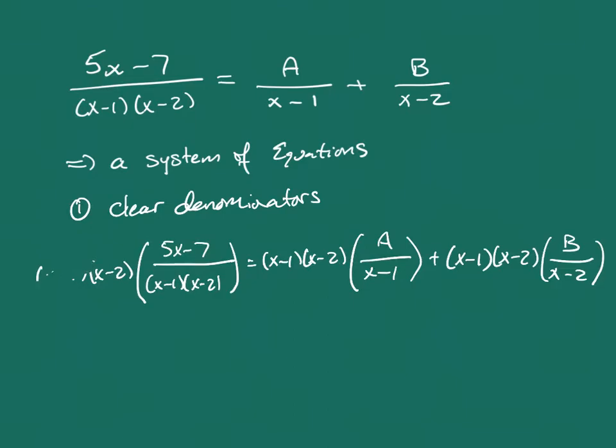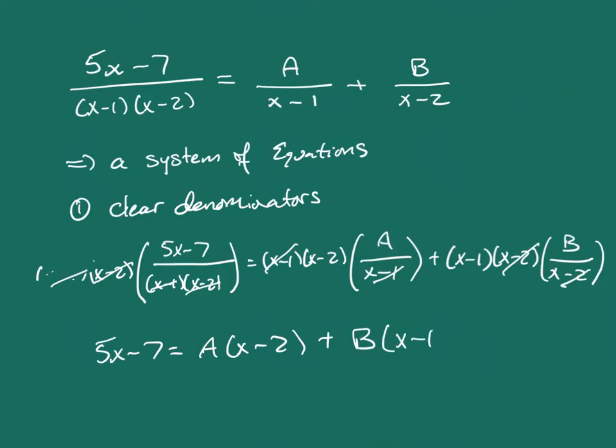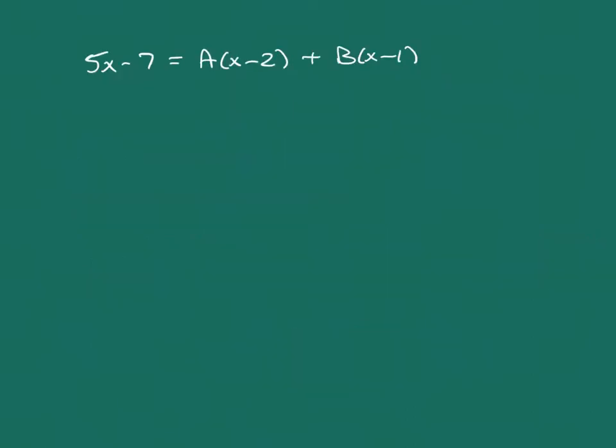On the left, our x - 1 factors cancel, our x - 2 factors cancel, and we are left with 5x - 7. Then in the first term our x - 1s cancel, so we have A times (x - 2). And our x - 2s cancel in the second term, so we have B times (x - 1).